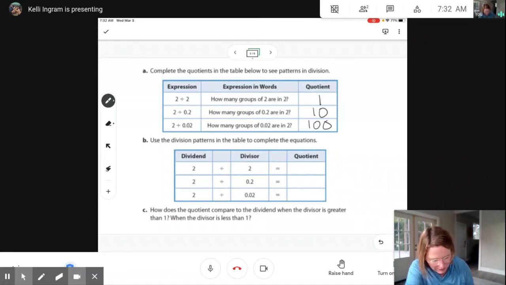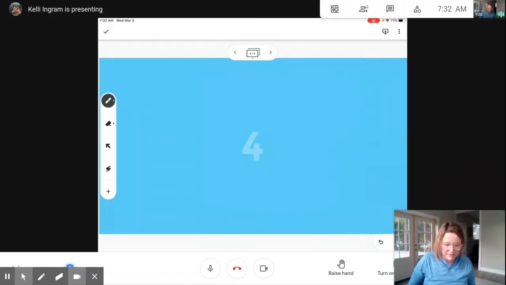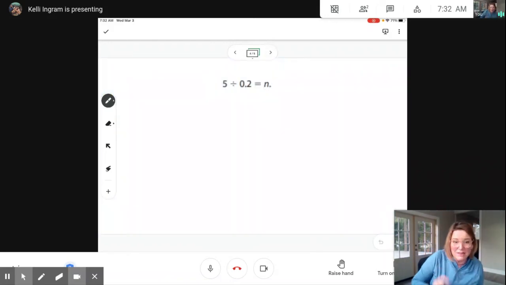Wow. So 2 divided by 2 was just 1. 2 divided by 2/10, my pieces got smaller. My quotient got bigger, right? My divisor got smaller. My quotient got bigger. As my divisor gets even smaller, 10 times smaller, my answer gets 10 times bigger. Wow. All right, friends. I'm going to have you try this problem right here. Pause and try, see what you can do. Draw a picture if you need to, and then come on back. We're going to talk through it. Okay.